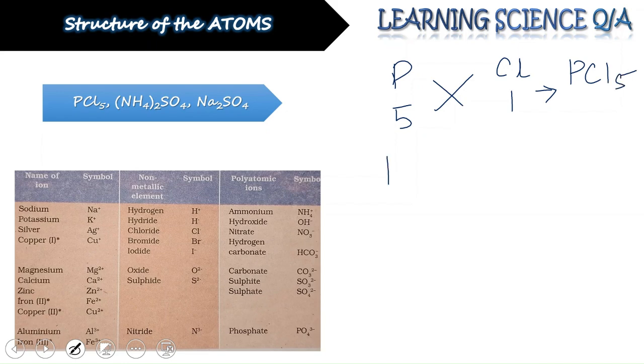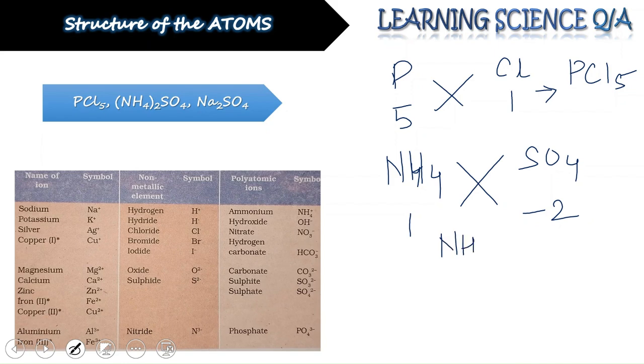Similarly, ammonium as an ion can form NH4 positive ion having valency plus 1, and sulfate as an ion has valency minus 2. So by crossing their valencies, what we get is (NH4)2SO4, which is ammonium sulfate.